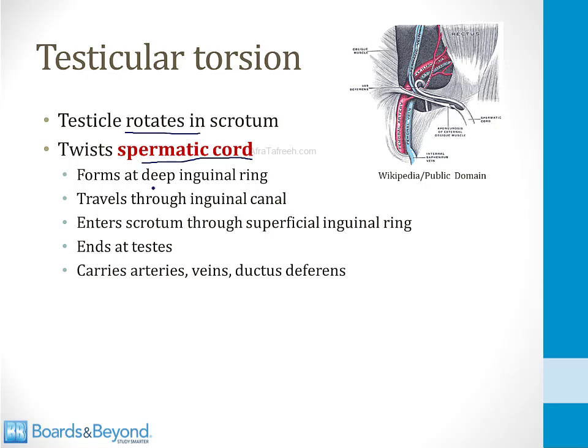So the spermatic cord forms at the deep inguinal ring and travels through the inguinal canal and enters the scrotum through the superficial inguinal ring and ends at the testes. And inside the cord, you can find arteries, veins, and also the ductus deferens.